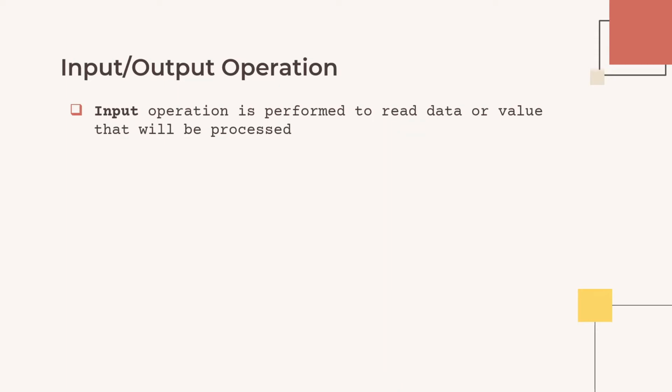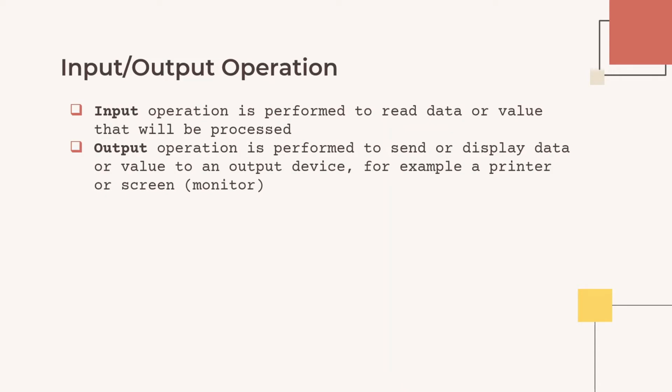In contrast to input operation, output operation is performed to send or display data or values to an output device, for example, a printer or screen monitor. An example of output operation is displaying a sentence on the screen, usually to display a command to enter an input value to the program, or to display the value of a variable, the result of a calculation, or the result of a solution on the screen.